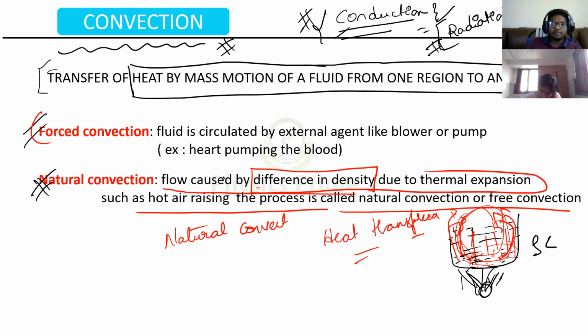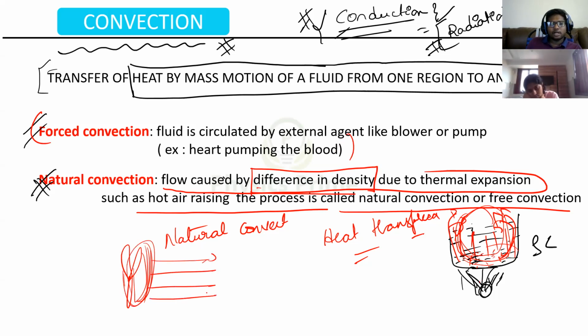Forced convection is where you use something like a blower. Suppose you use a blower. It rotates and blows air onto the molecules. The molecules travel due to the blower so that cooling happens here. This kind of convection is called forced convection. An example in our human body is the heart pumping the blood. Heat transfer also happens in our body when the heart pumps the blood. So the heart is an external agent. Naturally, due to temperature difference, they are not moving from one place to another.